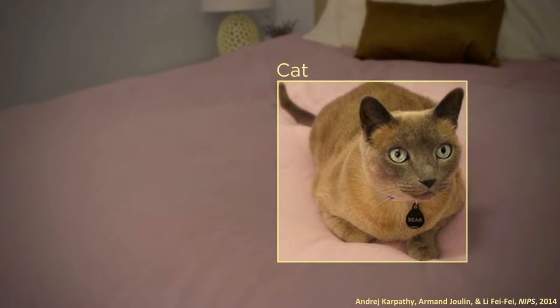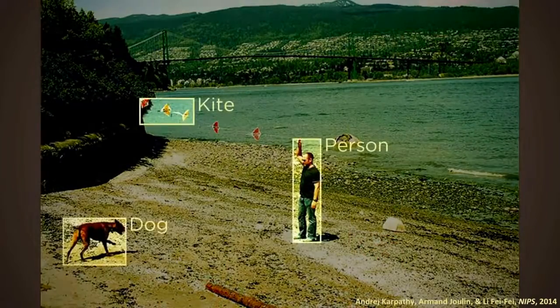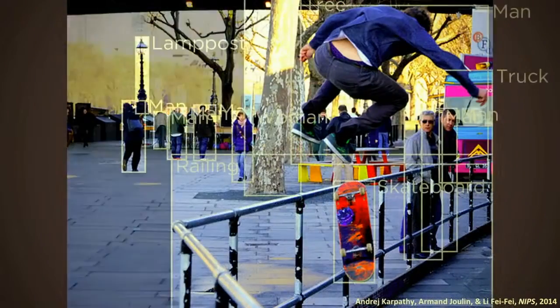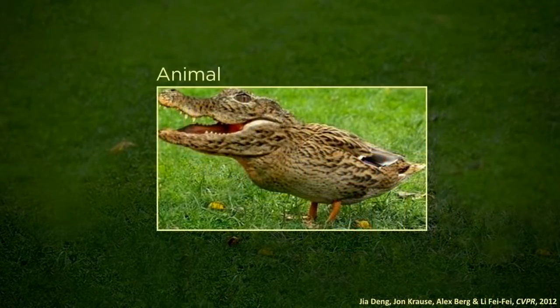Of course, there are more things than cats. So here's a computer algorithm telling us the picture contains a boy and a teddy bear, a dog, a person, and a small kite in the background. Or a picture of very busy things, like a man, a skateboard, railings, and lampposts, and so on. Sometimes, when the computer is not so confident about what it sees, we have taught it to be smart enough to give us a safe answer instead of committing too much, just like we would do.